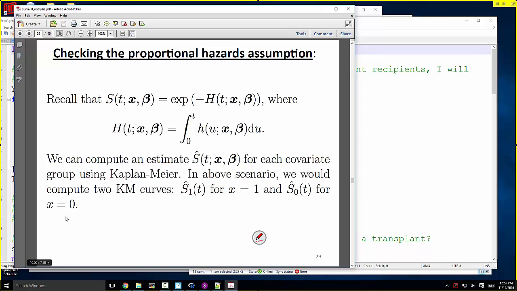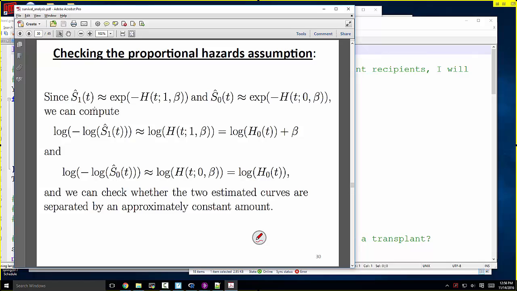Actually, we don't need to even look at the model to compute these Kaplan-Meier curves. We could just go get the survival times and censoring indicators for everybody in x equal 1, and same thing for everybody in x equals 0. So I can compute survival curve estimates for these two groups.